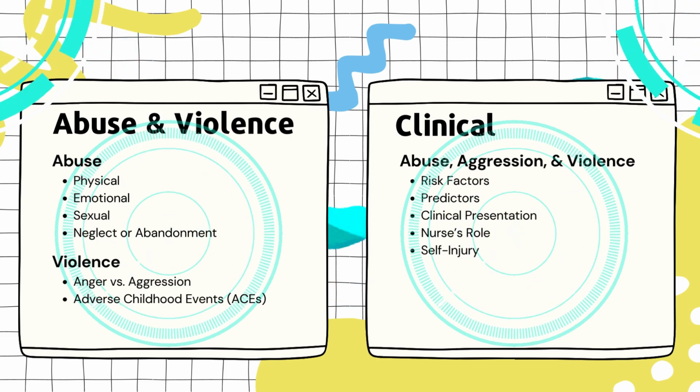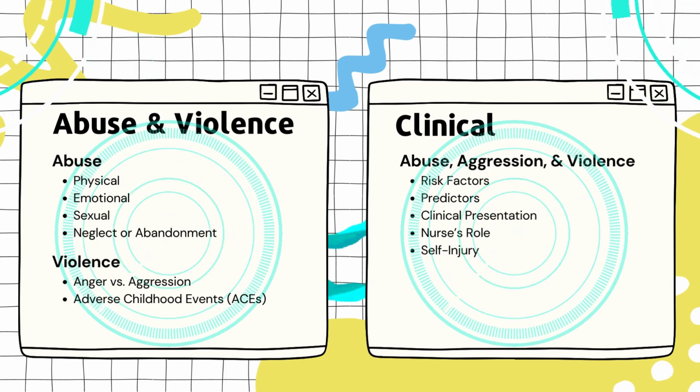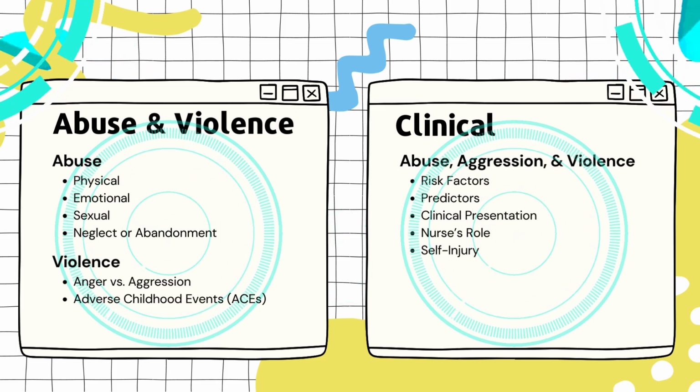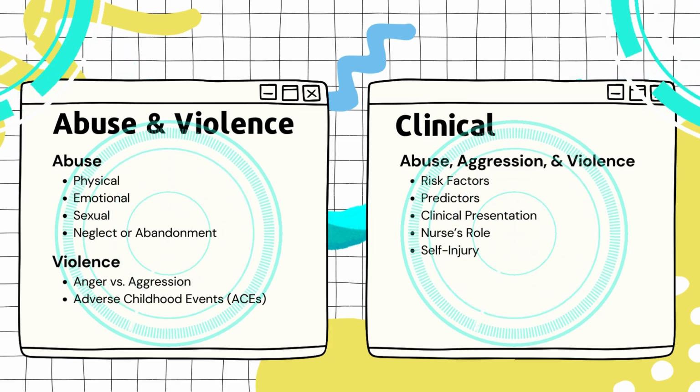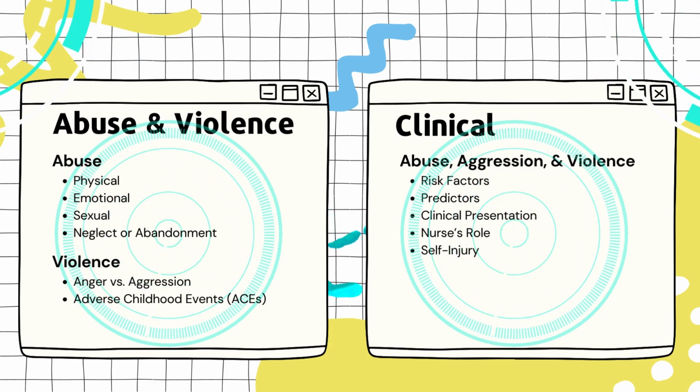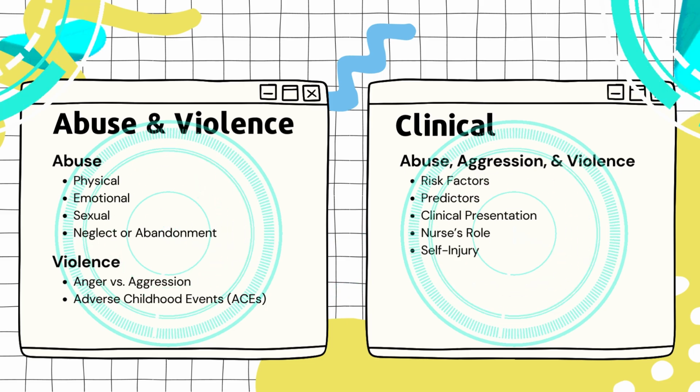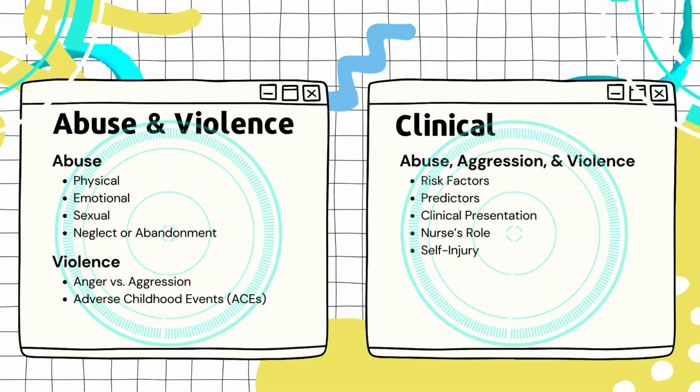Adverse childhood experiences are potentially traumatic events that a child experiences before the age of 18. Some examples are violence, abuse, or neglect, a family member that attempted or died by suicide, observing violence in the home, or having an unstable or unsafe home environment.